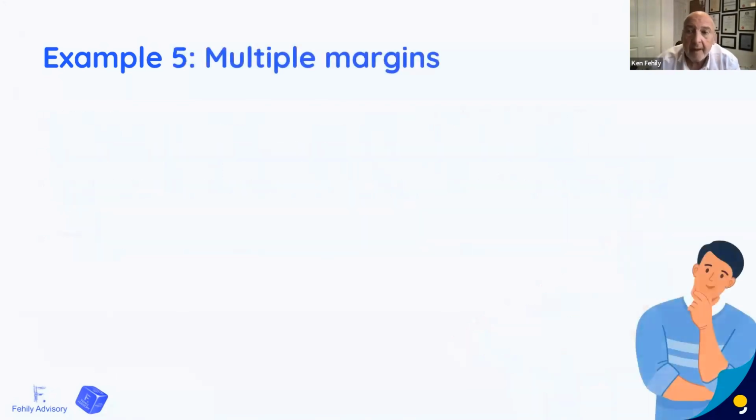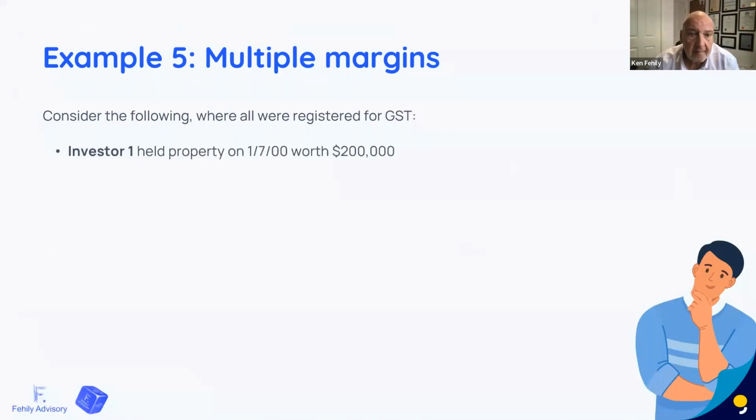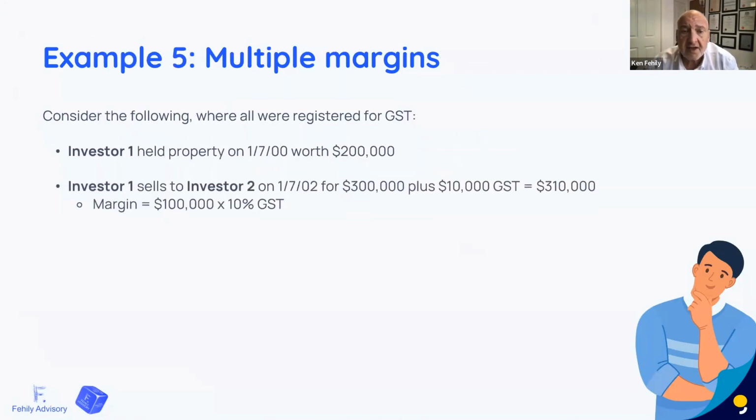Okay, now I'm going to explain how this can work over a period of time. I'm going to take my time. Investor 1 held the property at 1 July 2000. Since the investor held the property at 1 July 2000, we have to presume that they bought it sometime before, which means they bought it when there was no GST in existence. Investor 1 sells it to Investor 2 for $300,000 plus $10,000 GST under the margin scheme.